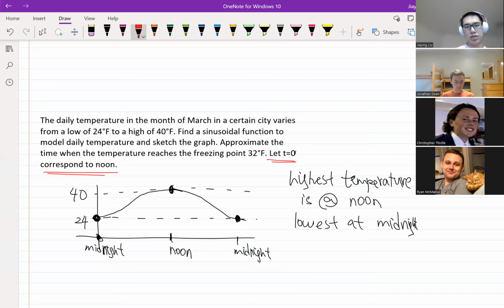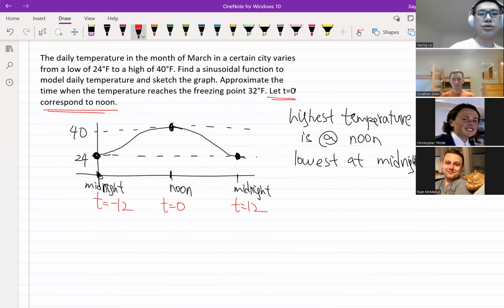Now note that it says t equals 0 corresponding to noon. So this is t equals 0. And from noon to midnight is 12 hours, so t equals 12. And the previous midnight is t equals -12. And from here, we can write down the function with some important parameters that we have to find.